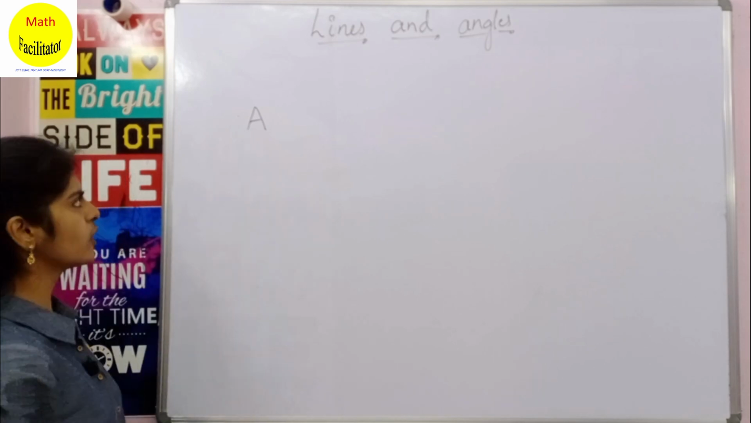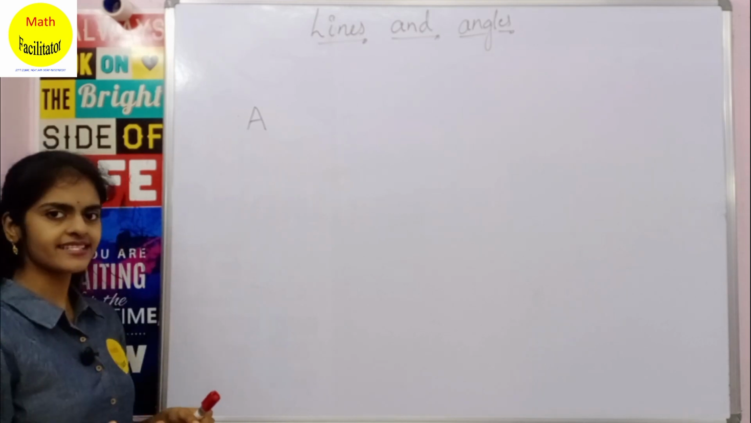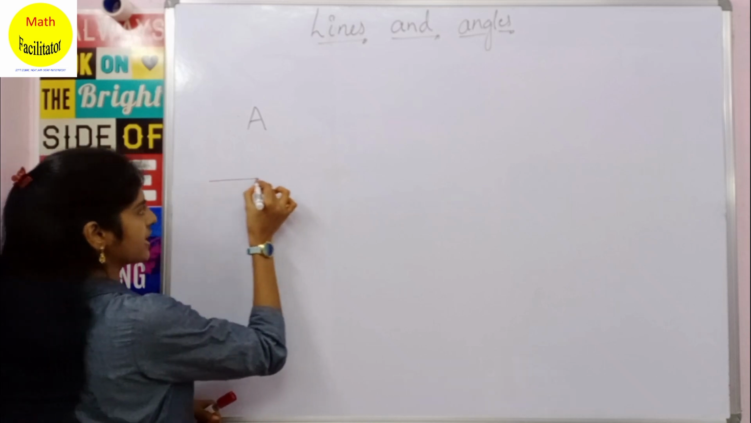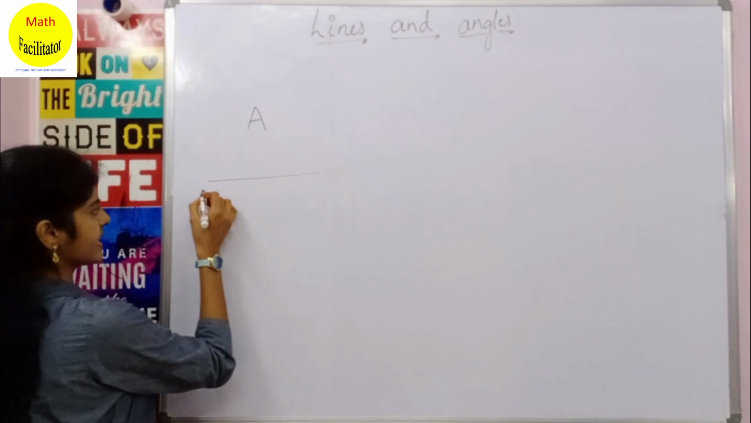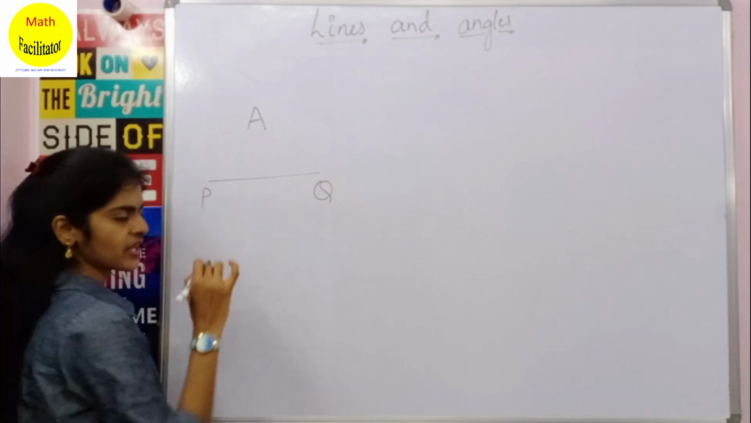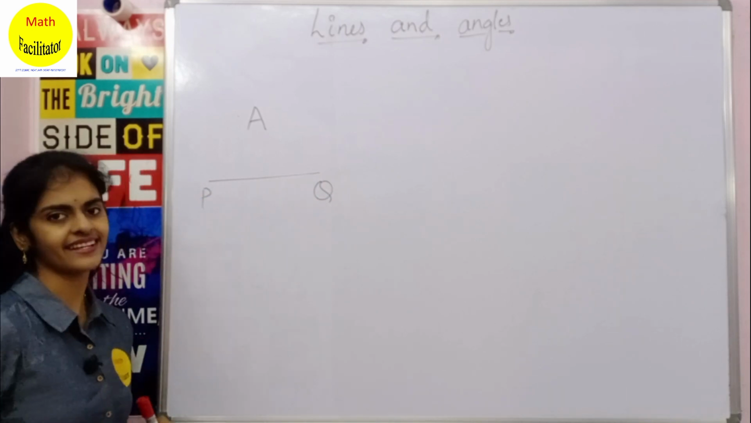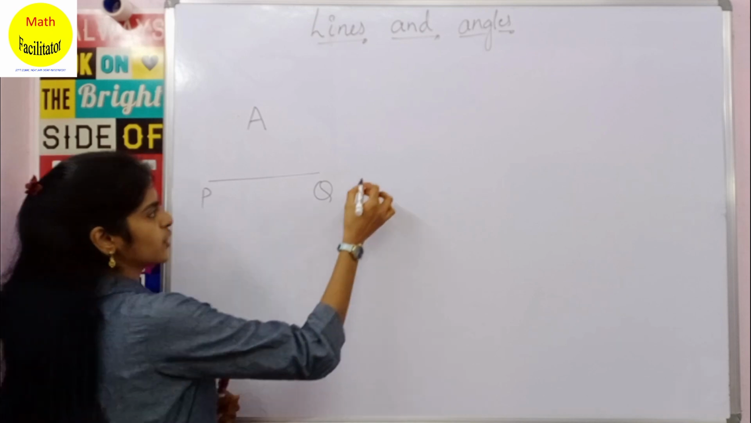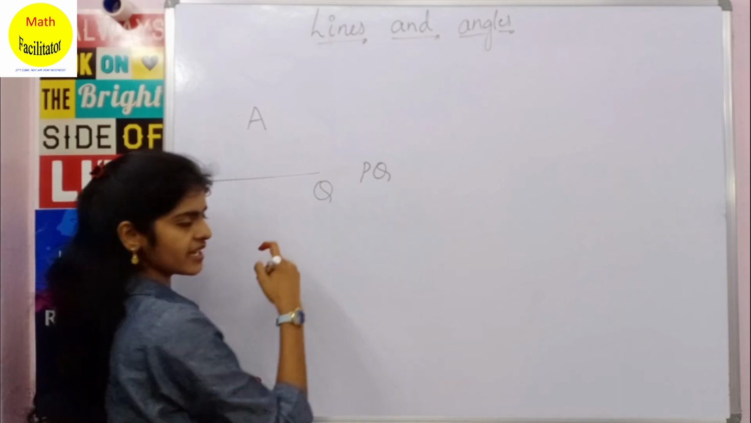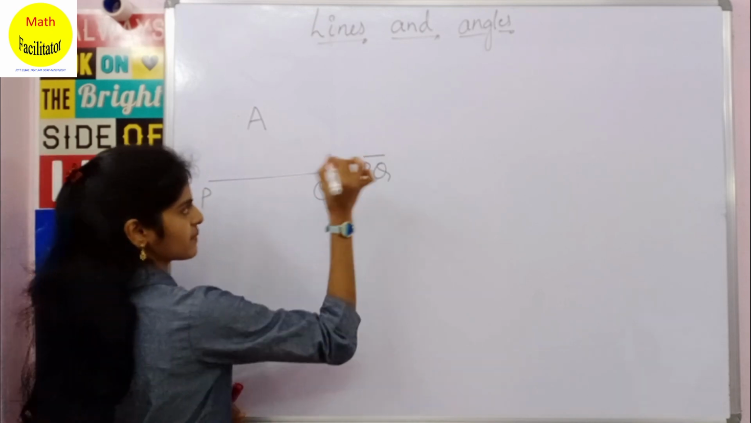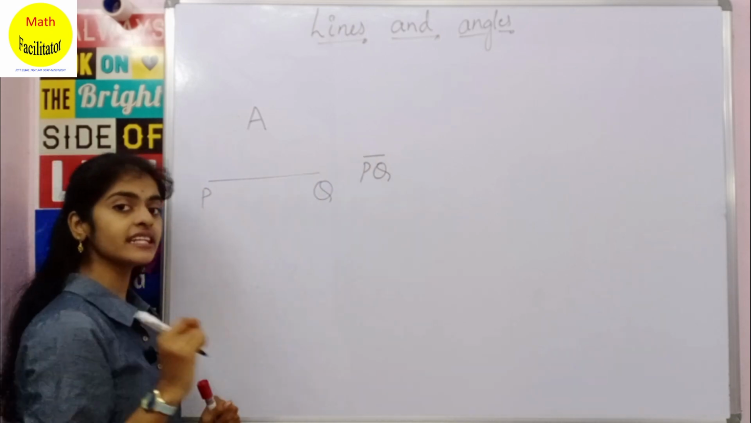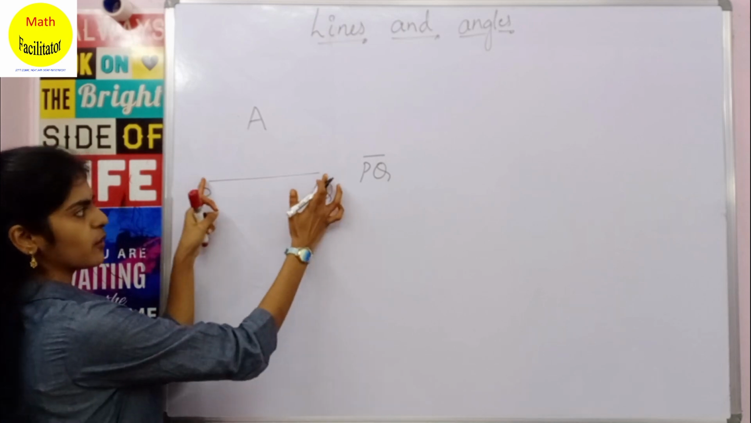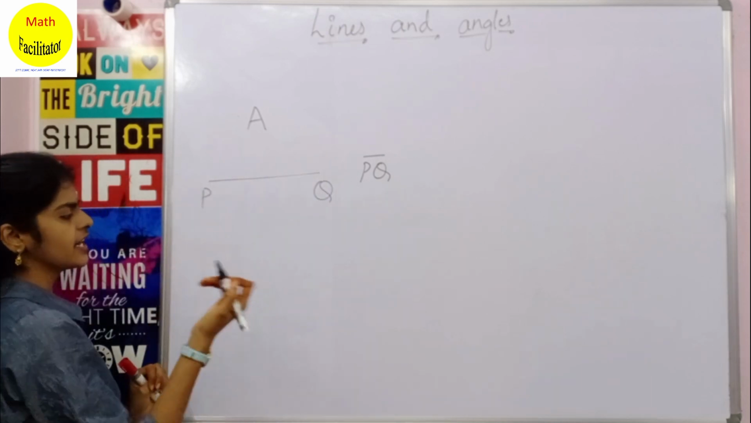Now what is a line segment? A line segment is nothing but something which has two end points. So this is a line segment. Say you name it PQ. PQ is a line segment, and you represent it with a line segment symbol above PQ. It has two end points, it will stop here.